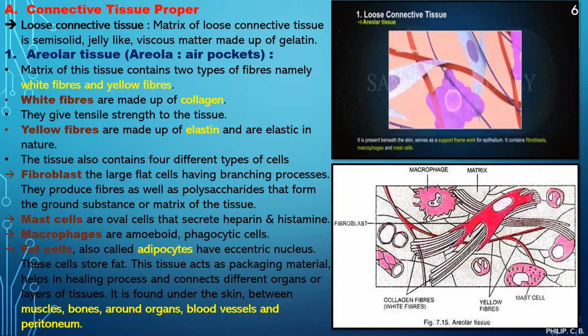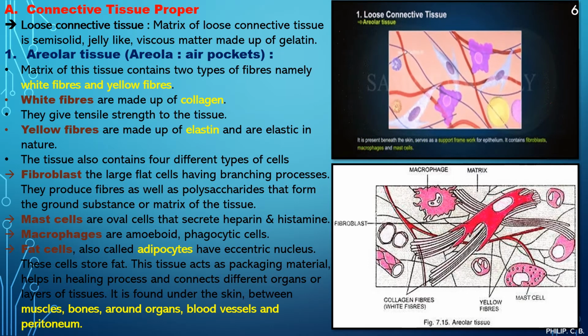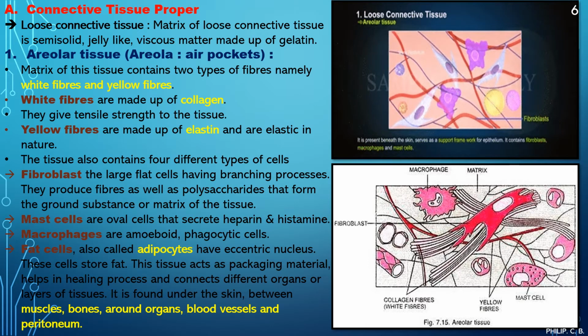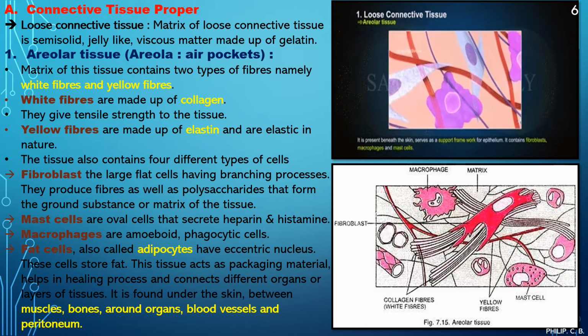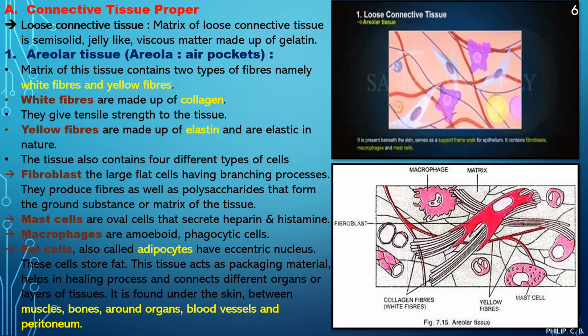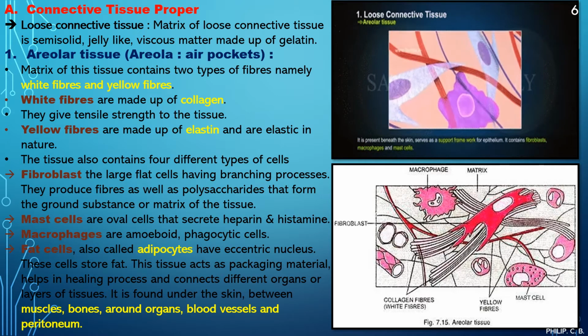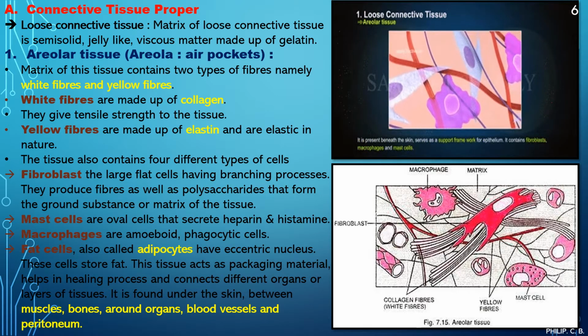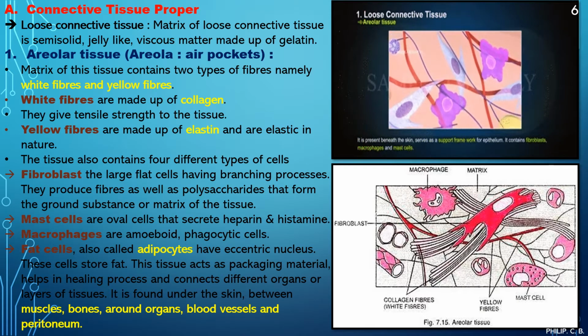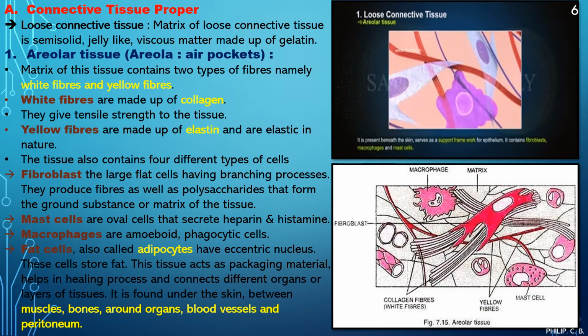Now in that, first is areolar tissue, where the term areola means air pockets. First point, the matrix of this tissue consists of two types of fibers, the white fibers and yellow fibers. Now white fibers are made up of collagen. They give tensile strength to the tissue. Second, yellow fibers are made up of elastin and are elastic in nature. As the name suggests, they provide flexibility.